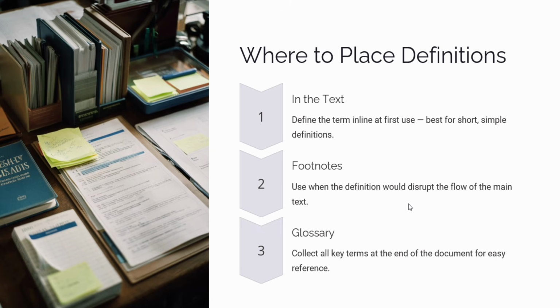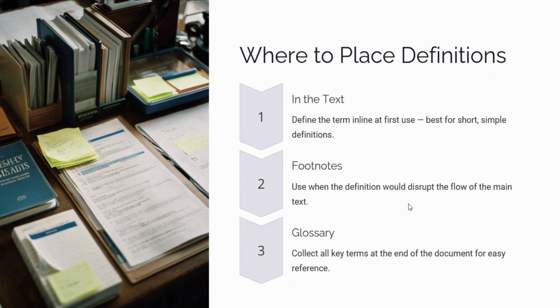Now, the next thing is, where do we place those definitions? Number one, we can place our definition in the text. Define the term in line at first use. This is best for short, simple definitions. When your definitions are simple and short, put them in the text, like the way we did with detoxification. The definition of detoxification is very simple, so we put it in the text, in the body of our write-up.